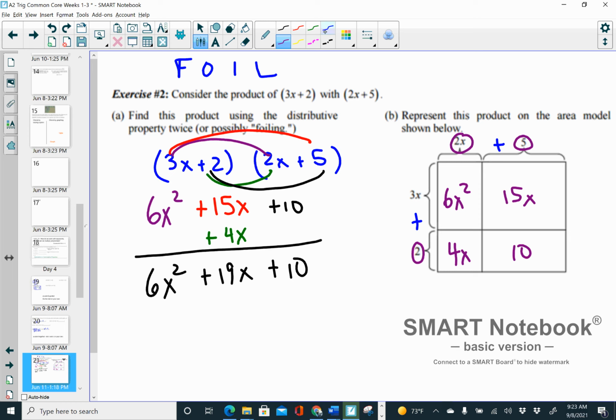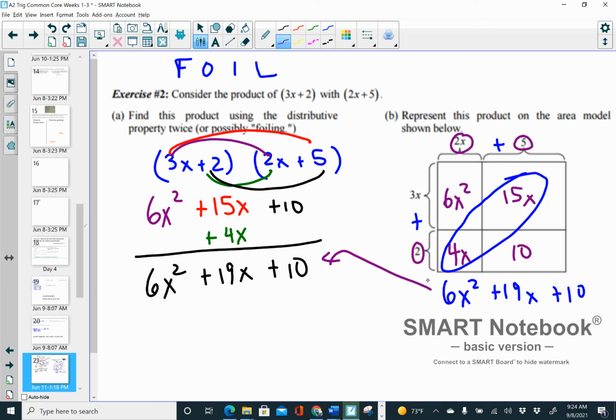I'm going to combine like terms. So my like terms are right here. They'll always be on the diagonal. So 6x squared doesn't have anything to combine with, so you leave it as 6x squared. 15x plus 4x gives you 19x. And the 10 doesn't have anything to combine with, so you just bring it down. So these two answers will be exactly the same, which is what you want.